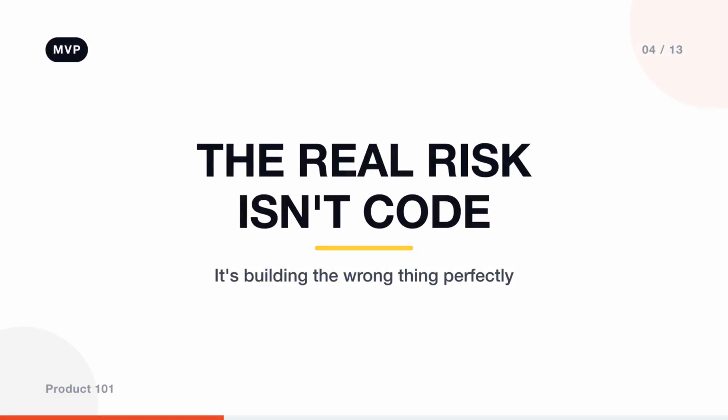Most developers obsess over technical risk. Will it work? Will it scale? But the bigger risk is market risk. Will anyone actually want this? An MVP lets you answer that question cheaply before you write a mountain of code.